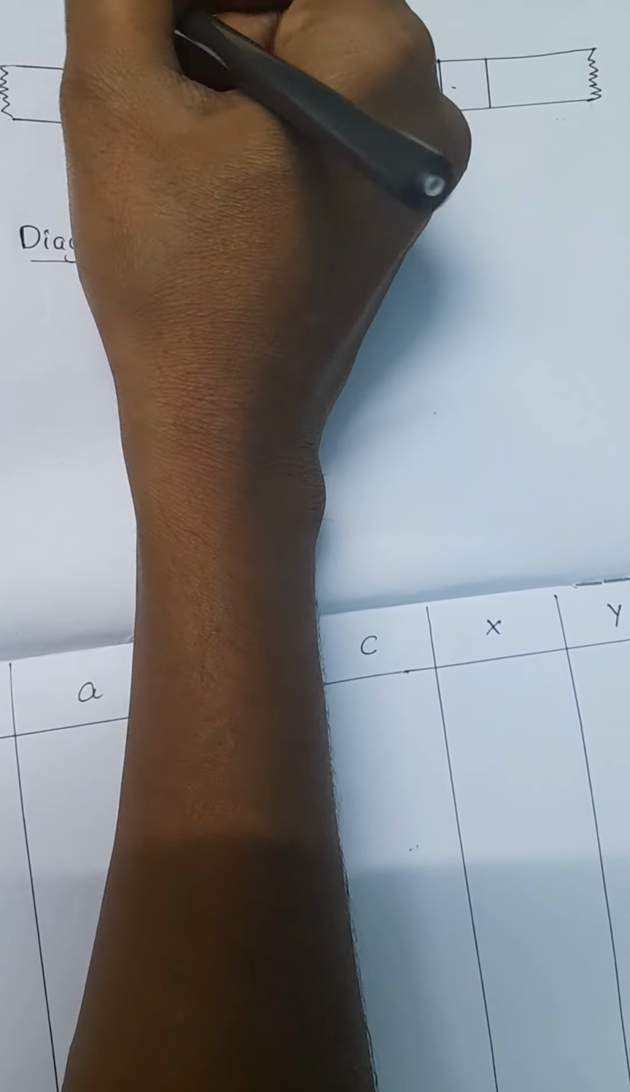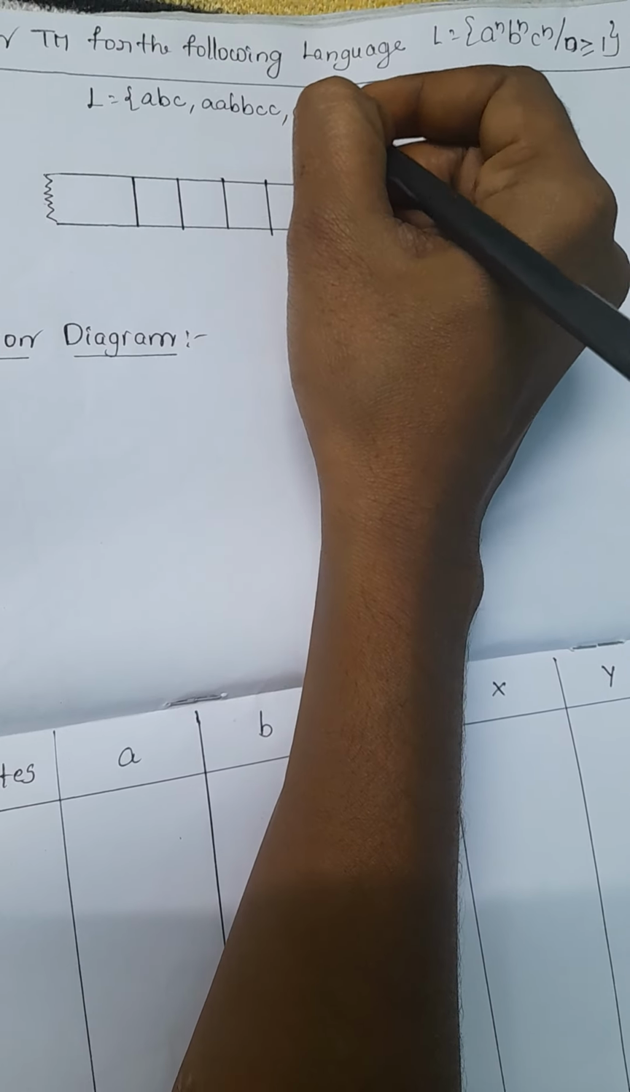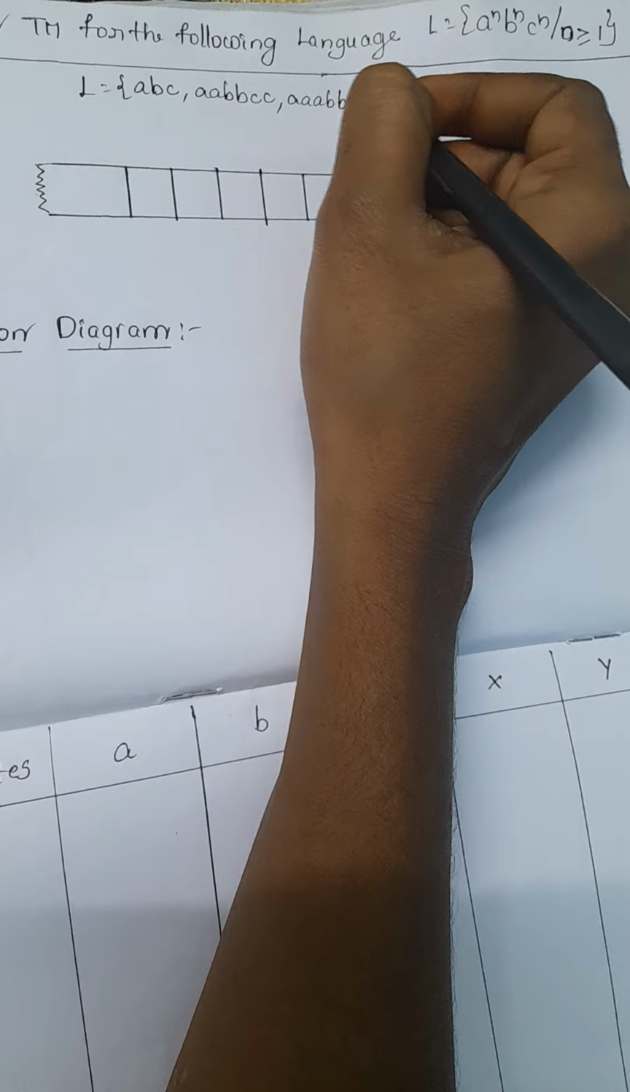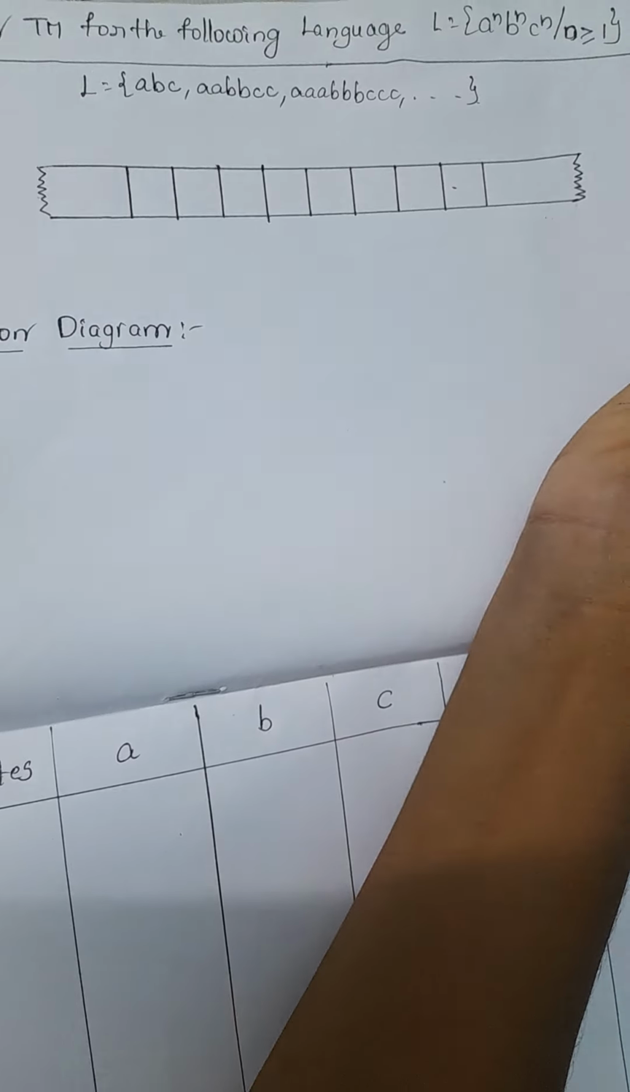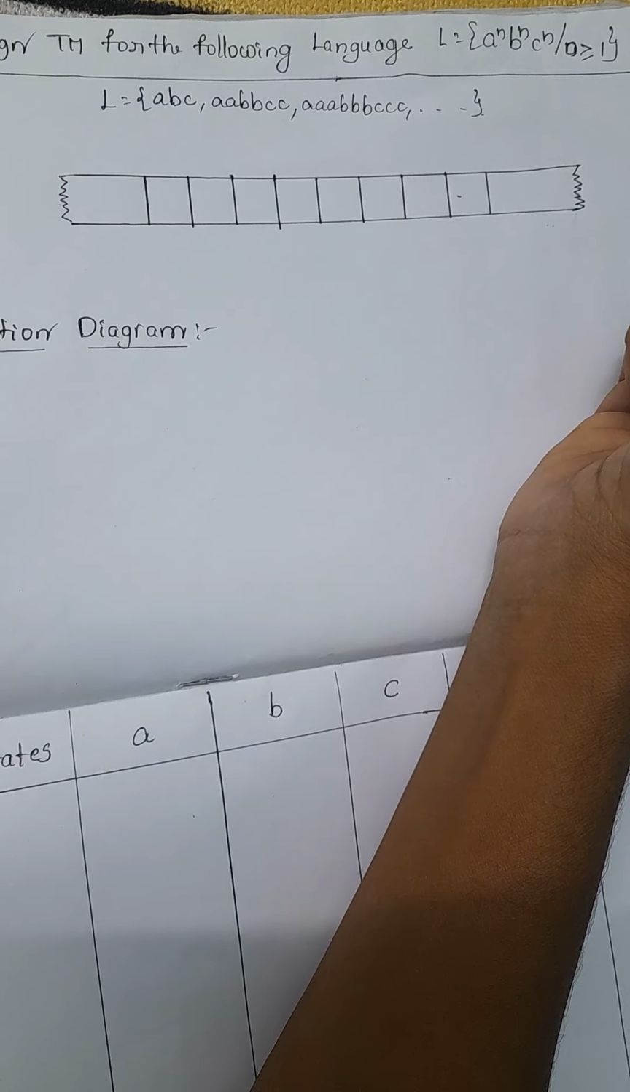If you have taken n is equal to 1 means 1a, 1b, 1c. If you have taken n is equal to 2 means 2 a's, 2 b's, 2 c's. If you have taken n is equal to 3 means 3 a's, 3 b's, 3 c's, and so on. This is an infinite language. From these strings we can consider any one of the strings to read.